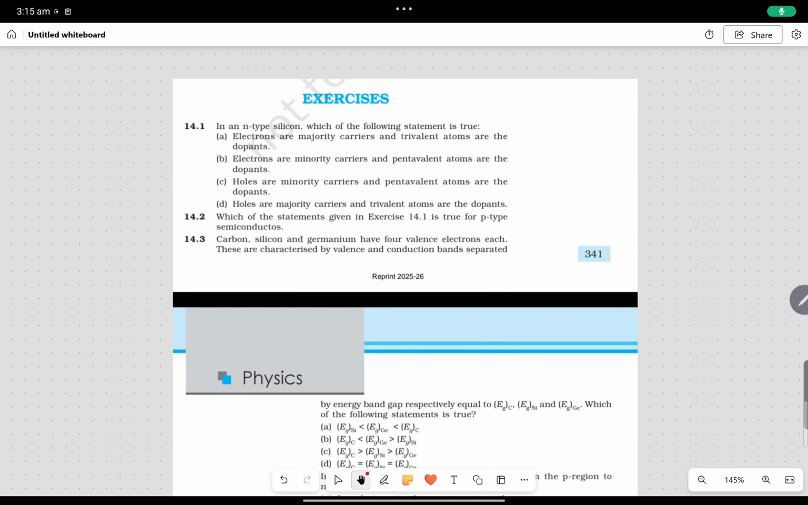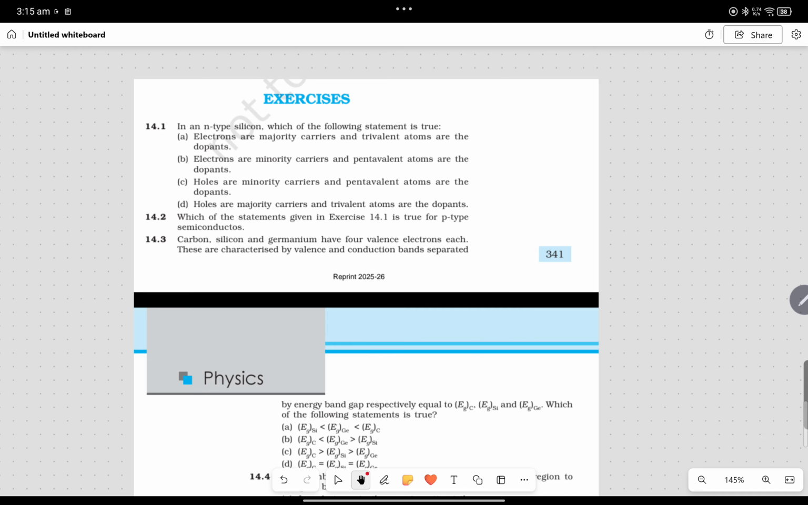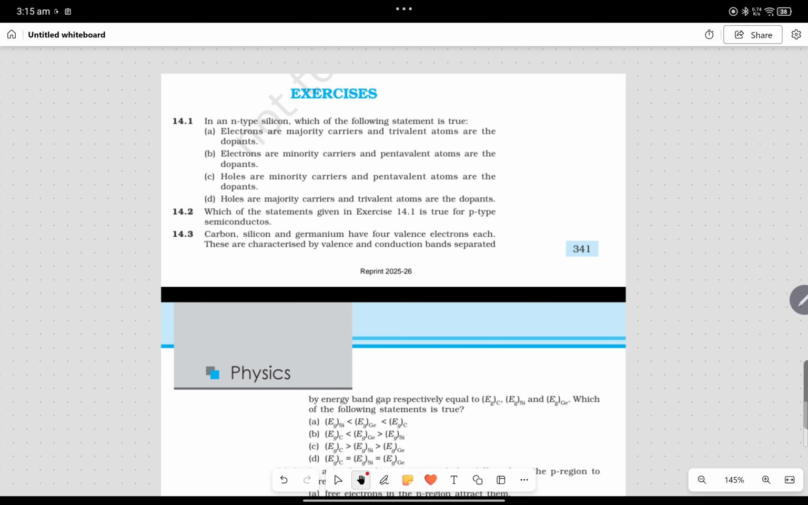So this is question number 14.1 of Semiconductor class 12th, and we are going to solve this. In this question we have, in an n-type silicon, which of the following statements is true? Okay, so electrons are majority carriers and trivalent atoms are the dopants.